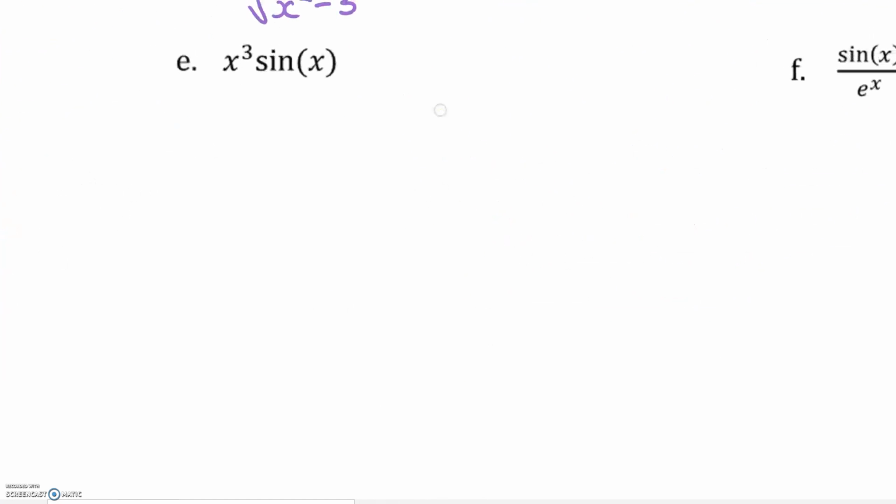So I get this as my answer. Part E. So this one is a uv. This is a product rule. So we've got u multiplied by v. Our u in this case is x cubed. Our v is sine x.